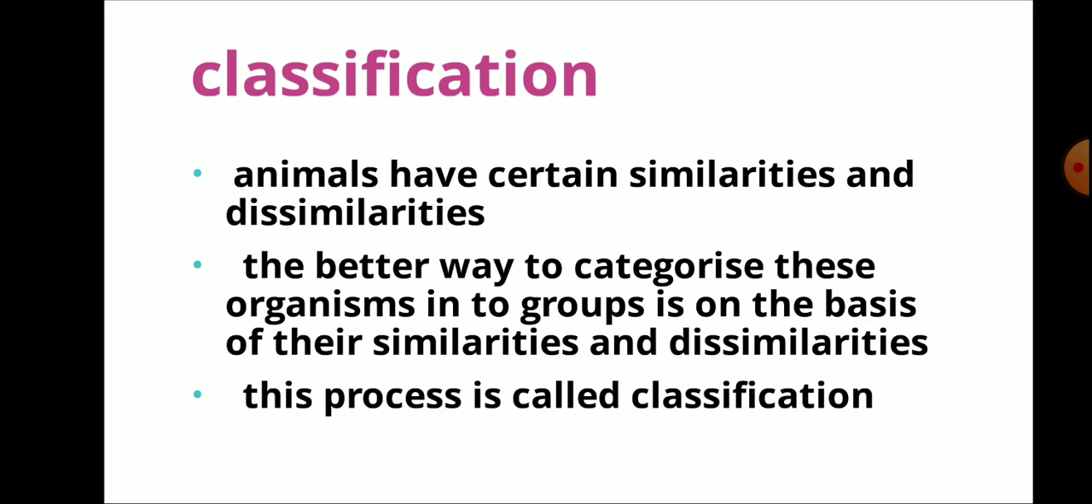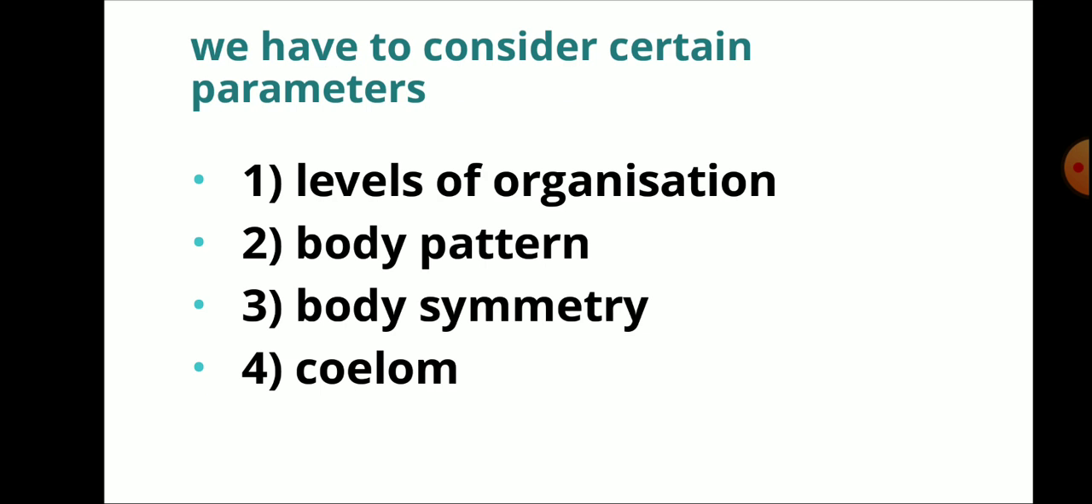Classification. Animals have certain similarities and dissimilarities. The better way to categorize these organisms into groups is on the basis of their similarities and dissimilarities. This process is called classification. We have to consider certain parameters: levels of organization, body pattern, body symmetry, coelom.